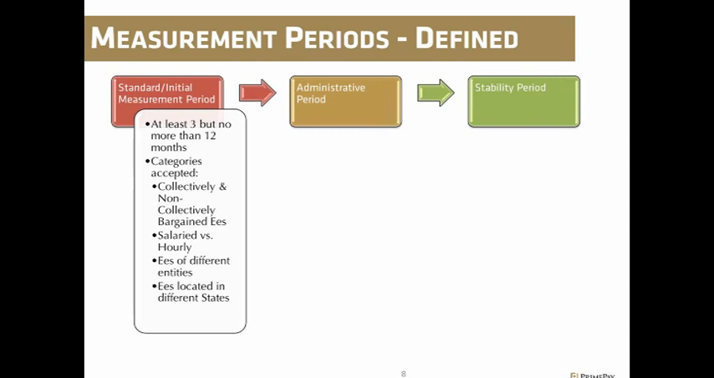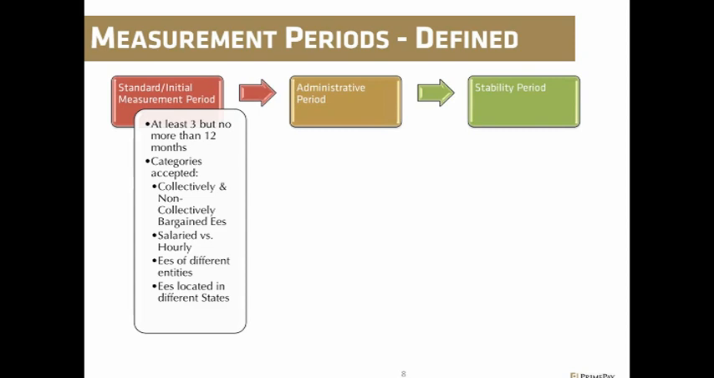So let's just look at a few of the bullet points here at least. This standard initial measurement period needs to be at least 3, but no more than 12 months in length. The categories I listed here, what I mean by that is you are able to change your standard measurement period based on these 4 specific categories. Generally speaking, when you institute any new benefit offering, you need to be consistent, right? So if you're an employer with one location, no union, non-union, nothing like that, you would establish one standard measurement period.